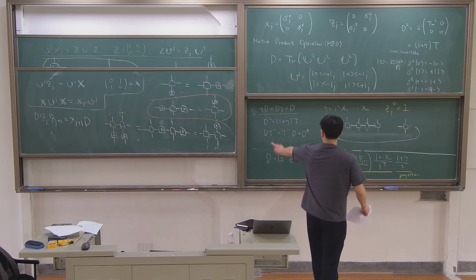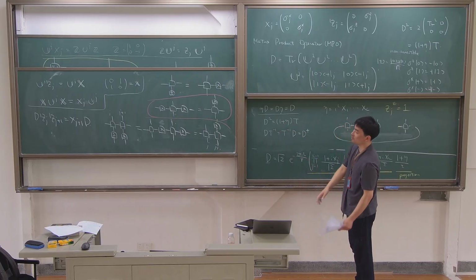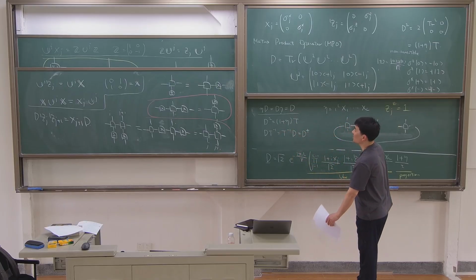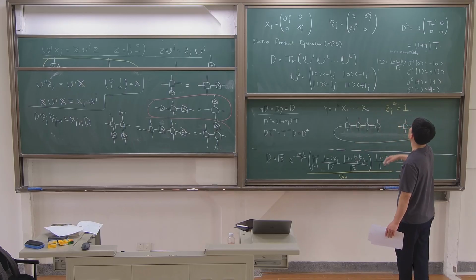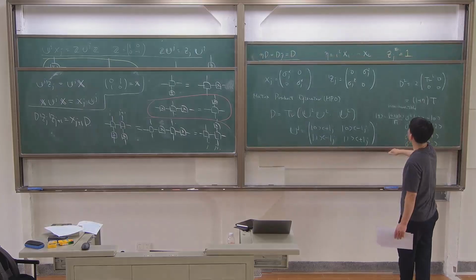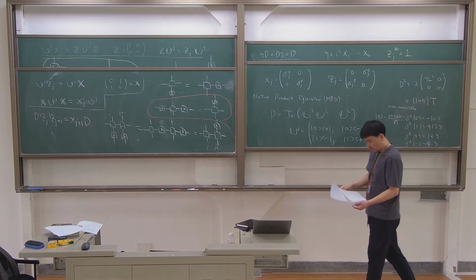And D squared is equal to 1 plus eta times T is a bit more complicated. So I'm not going to derive this one, but it can be shown by using this one.